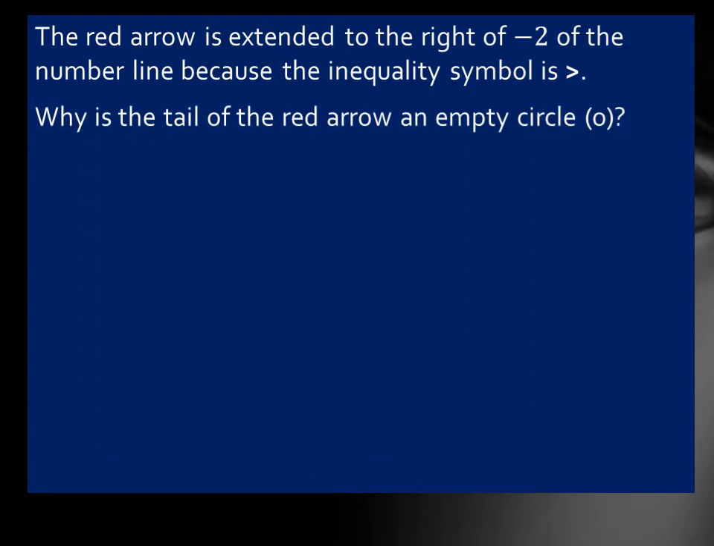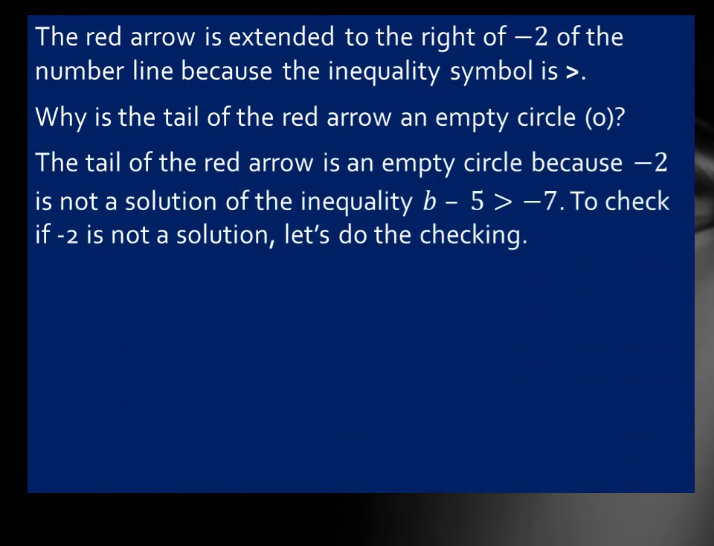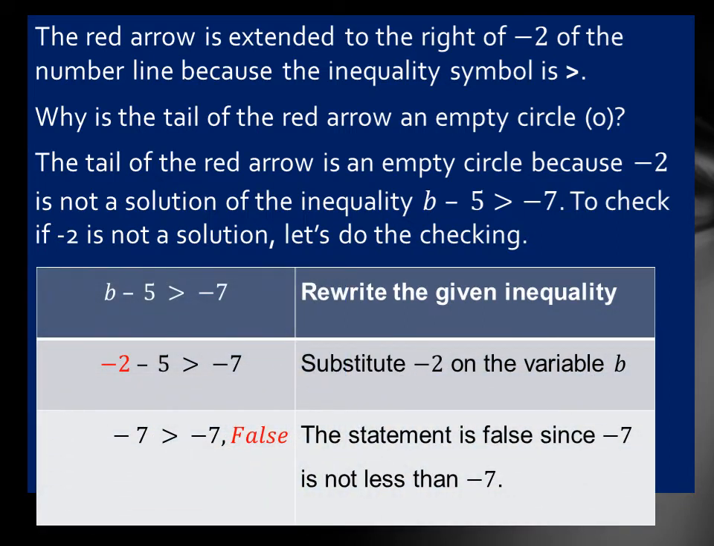Why is the tail of the red arrow an empty circle? The tail of the red arrow is an empty circle because negative 2 is not a solution of the inequality b minus 5 is greater than negative 7. To check, first, we are going to rewrite the inequality, b minus 5 is greater than negative 7. After that, substitute negative 2 for the variable b. Negative 2 minus 5 is greater than negative 7.